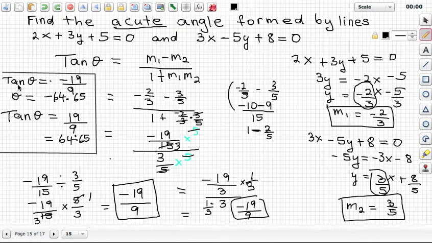So you know that tan theta is equal to that number, and if I calculated the theta, it gave me negative 64.65, and it says acute, so I want to take the positive value of that number, which is 64.65. So the theta is 64.65. You simply go to your calculator and go inverse tan, and then plug in 19 divided by 9 tucked in a parentheses, and you will get this answer.